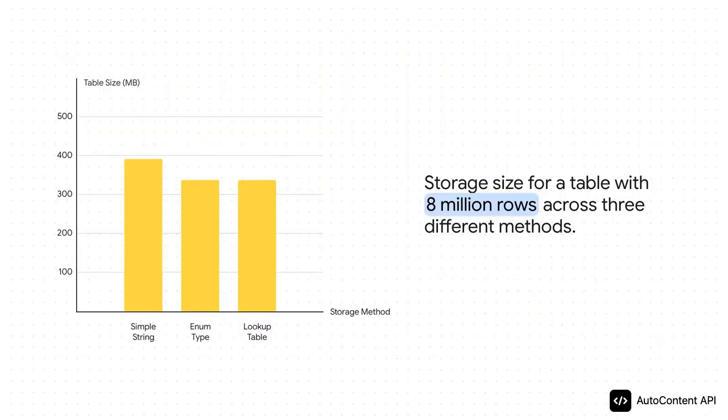And right away, you can see the first big win. Remember our 392 megabyte table from before? Well, look at this. Both the enum and the lookup table slash that down to 338 megabytes. That's a pretty nice savings. And it's because instead of storing those long, clunky strings, they're both just storing small, efficient numbers behind the scenes.